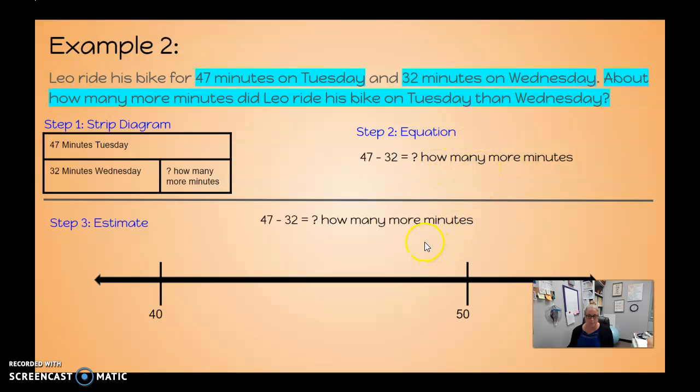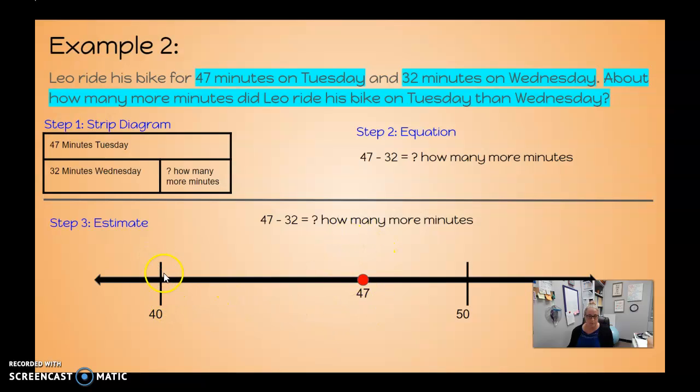So again, I'm going to use my number lines to help me with my rounding so that I'm able to estimate. So the first thing I have is 47, and you'll notice that 47 is only up to the tens place, so I'm going to round to the tens place. So I have 40 and I have 50, and I'm going to plot where 47 goes. Well, 47 is going to go somewhere around here.